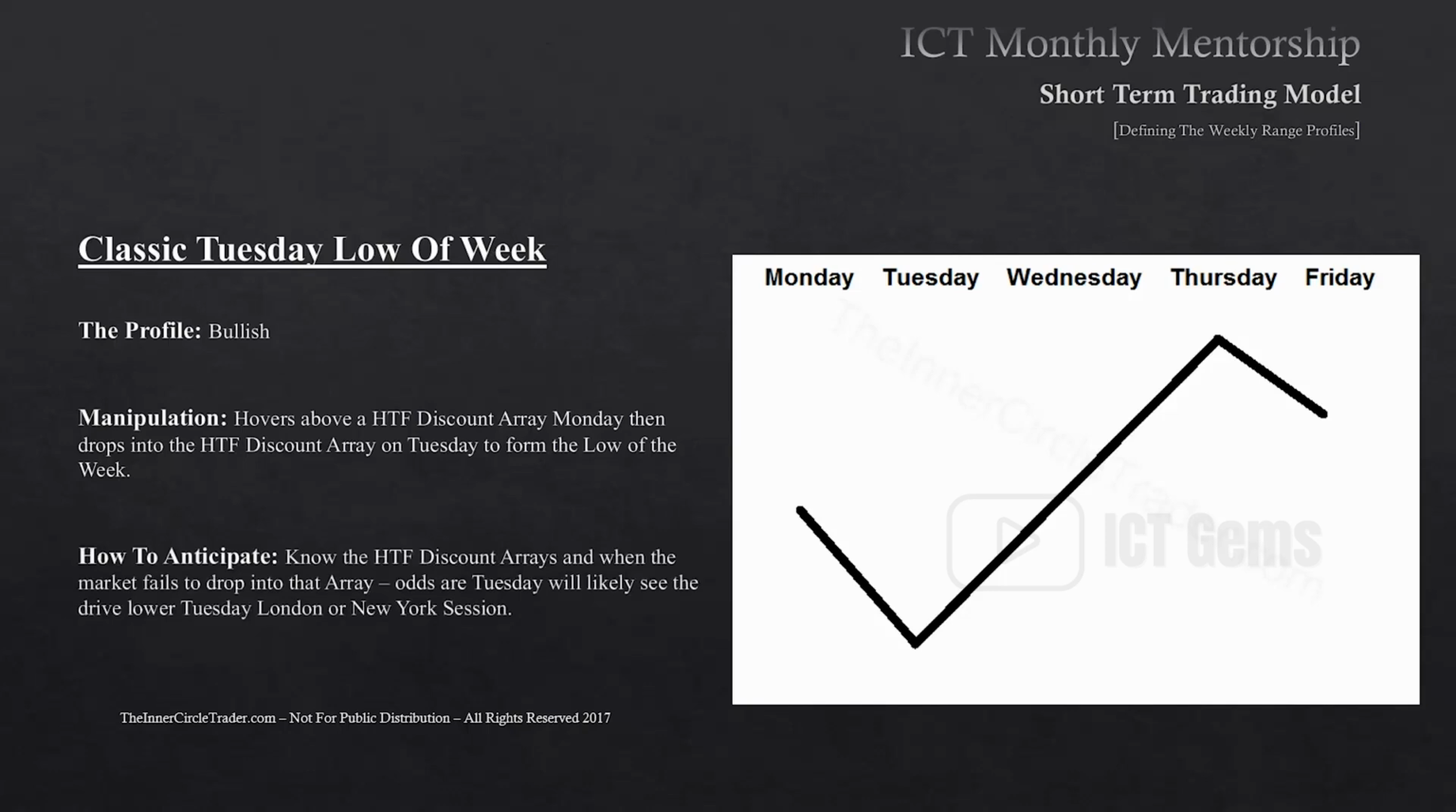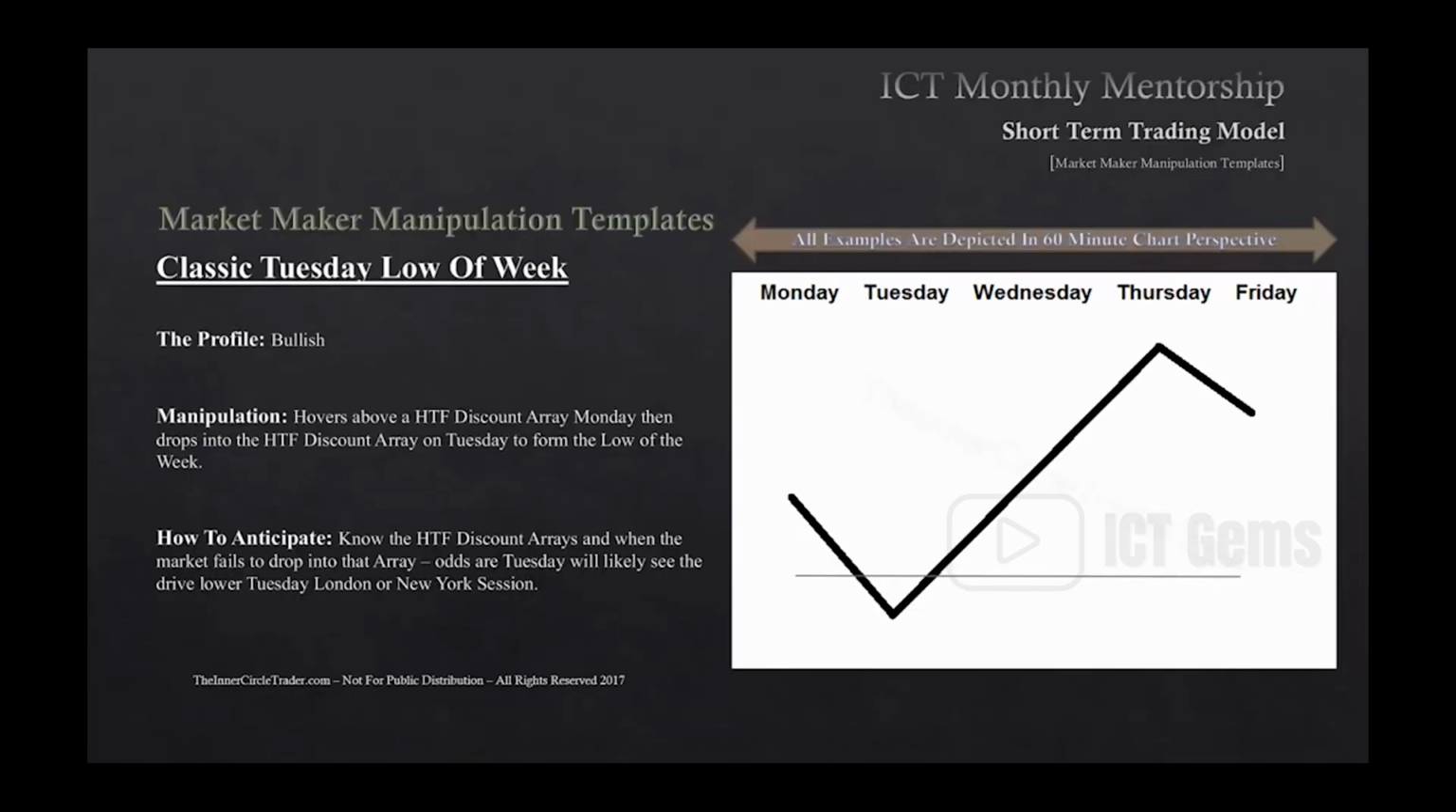How to anticipate this: you have to know the higher time frame discount arrays, and when the market fails to drop into that array, odds are Tuesday will likely see the drive lower, Tuesday London Open and or New York session. For the classic Tuesday low of the week, you'll be looking for a market that is primarily bullish and the market trades down on Tuesday into a discount. Now this is going to be in the form of either an old monthly, weekly, or daily low to run a liquidity pool. In other words, it's running out sell stops.